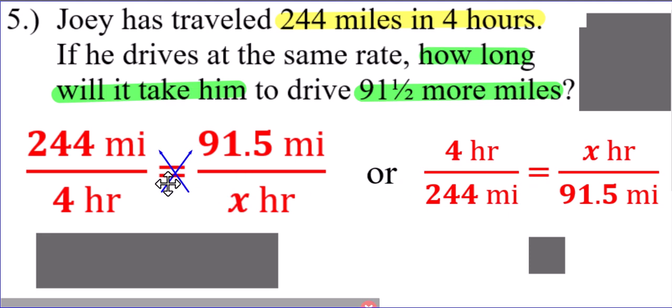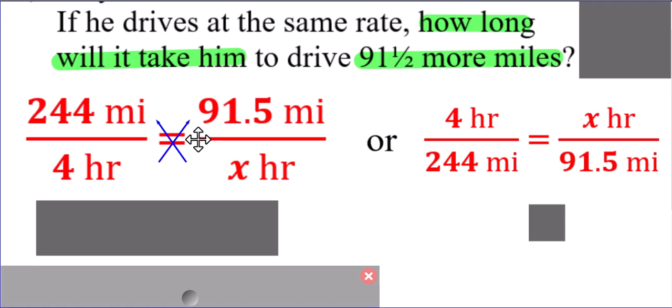Well, when I cross multiply, I'm also going to take X times 244. Over here, you're going to take 4 times 91.5. Well, I'm also going to take 4 times 91.5. So this proves both ways will work. You just have to be consistent. Both fractions must be set up the same way.